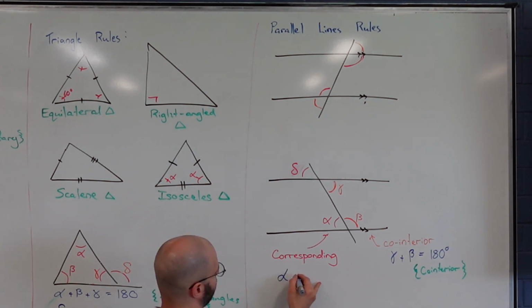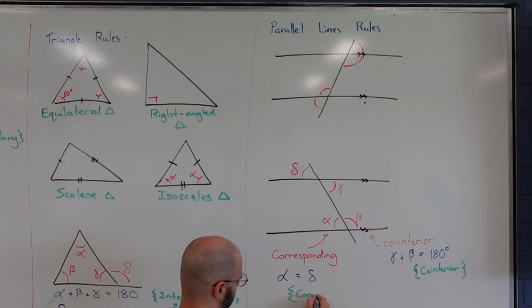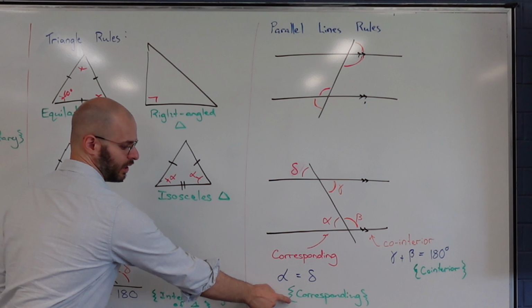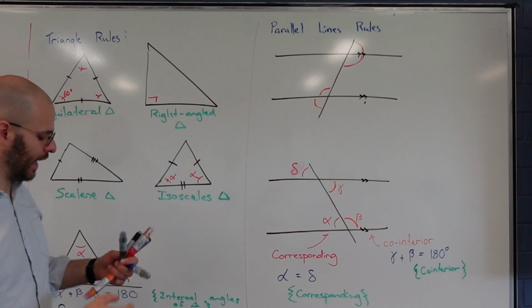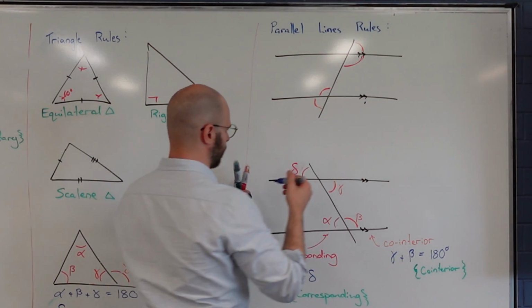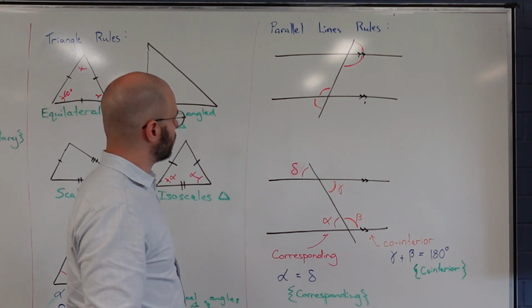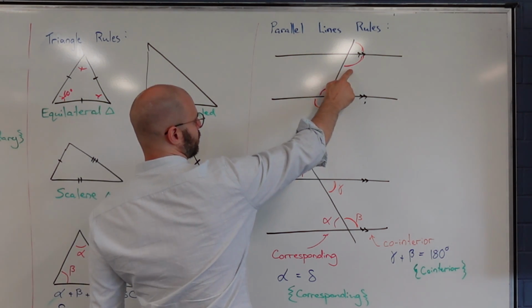So it will be alpha equals delta. Seem okay for now? So it's still conjecture, then reasoning. All right, now up here we have two more. First one that we're going to look at is going to be, let's say, these two here.